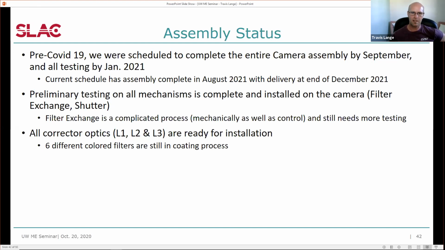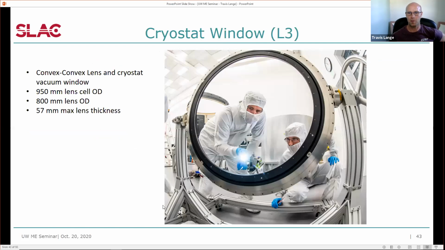All of the corrector optics, the L1, L2 pair, and the L3 are already in our clean room, so we actually have all of those. The 6 different colored filters are still going through their coating and metrology processes. I have a couple of pictures, just because pictures are fun, especially when you see the size and the scale of some of these things. So this is actually that L3 lens.